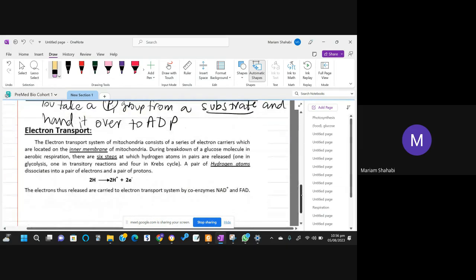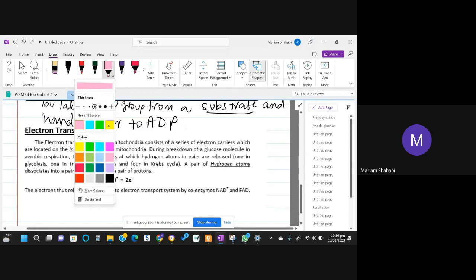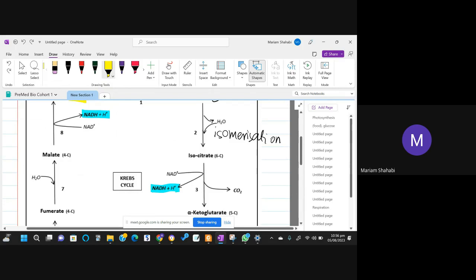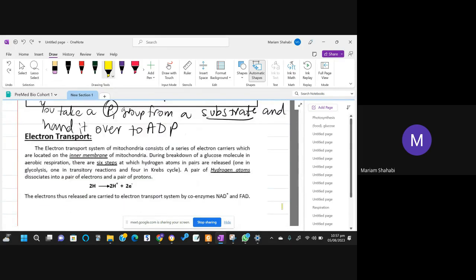Because without the electrons and without the ATP, the entire process is useless. So the electron transport system of mitochondria consists of a series of electron carriers which are located on the inner membrane of mitochondria. Now, please remember that it's the inner membrane and not the outer membrane. It's a highlight, सीधा नहीं हो रहा आज.